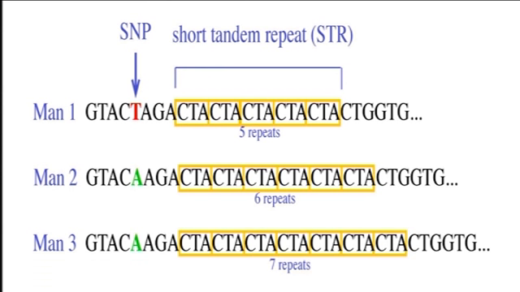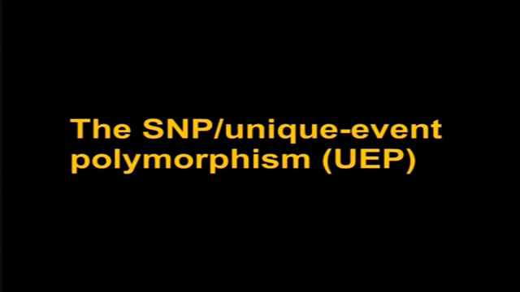Many genetic testing companies use the term haplotype to refer to an individual collection of short tandem repeat allele mutations within a genetic segment, while using the term haplogroup to refer to the SNP unique event polymorphism mutations, which represents the clade to which a collection of potential haplotypes belong.